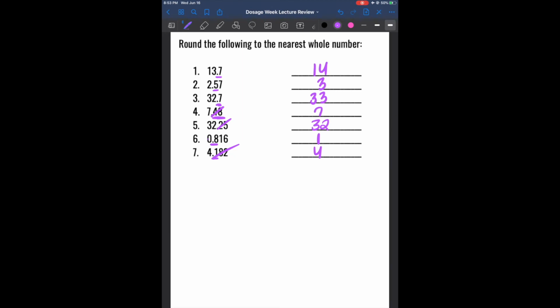So if y'all have any questions on any of the rounding, just let me know. We can go over it some more. There is a rounding practice sheet that I posted in Canvas for y'all a little bit earlier, so you can get plenty of practice with that if you go over there and just work on those problems.